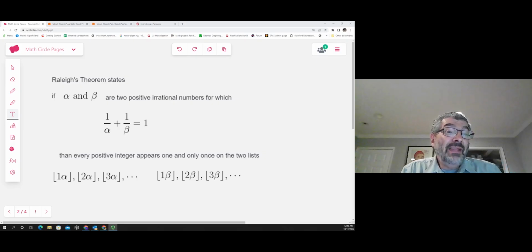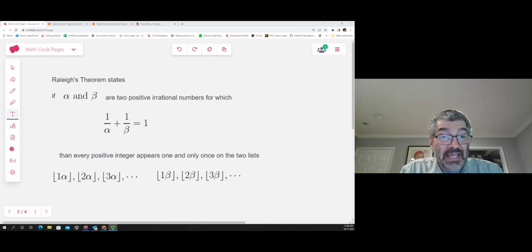Okay, at the end of the last session of the circle, I left you with this theorem, Rayleigh's theorem. We saw some examples of it, and it was kind of startling, but we didn't have time to prove the theorem. And people asked me if I could record a quick sketch of it. It took me a few days, but here we go.